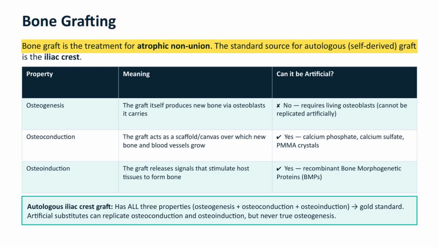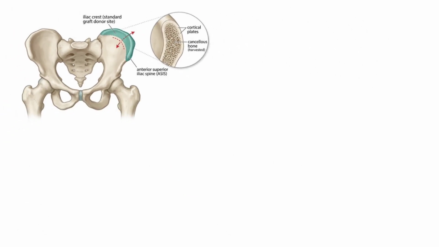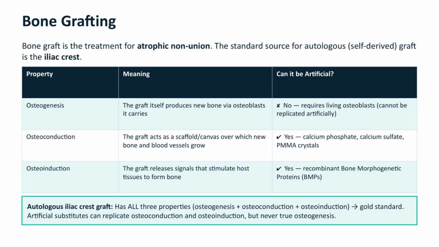Bone graft is the treatment for atrophic non-union. The standard source of autologous, or self-derived, bone graft is the iliac crest. Let's go through the 3 properties of an ideal bone graft. The first property is osteogenesis. This means the graft itself produces new bone via the osteoblasts it carries.